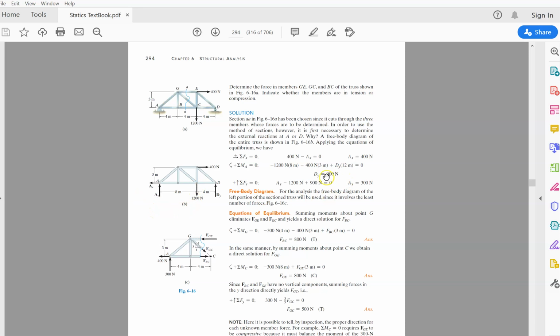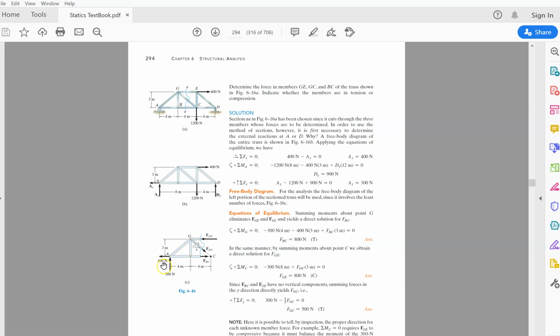Yeah, okay, so you can solve your dy, which is 900. With that value of dy, you can solve the ay, so you've got ay as 300. Now, since the question is asking you to solve for GE, GC and BC, you have a choice whether you want to take the left side or the right side. The textbook has taken the left side, the simpler side. So let's follow this.